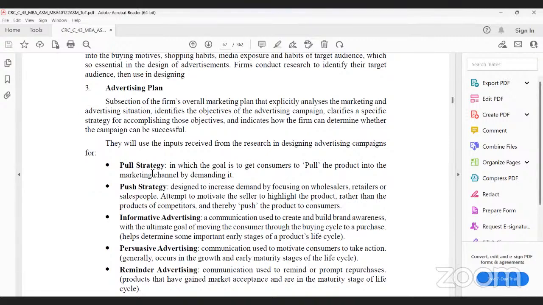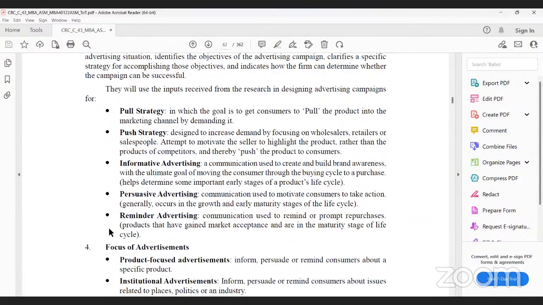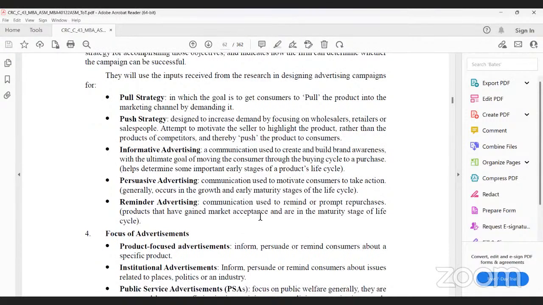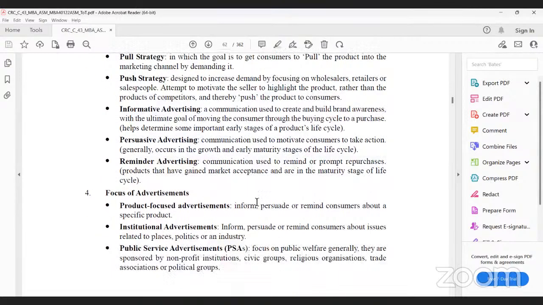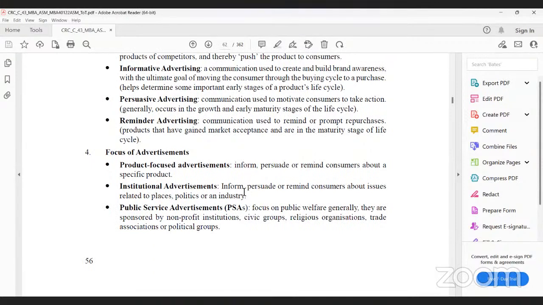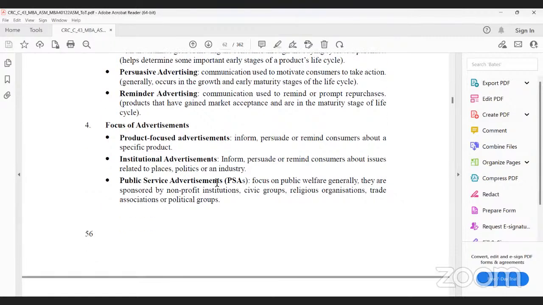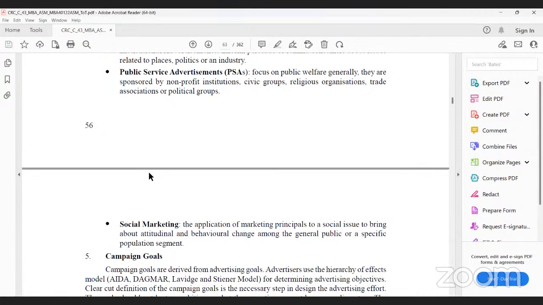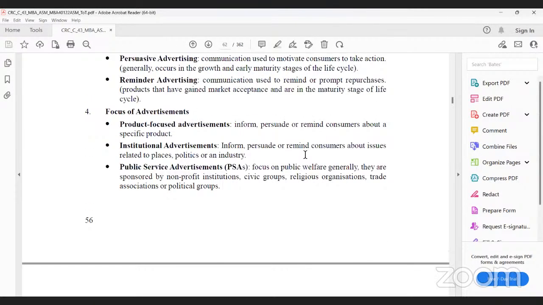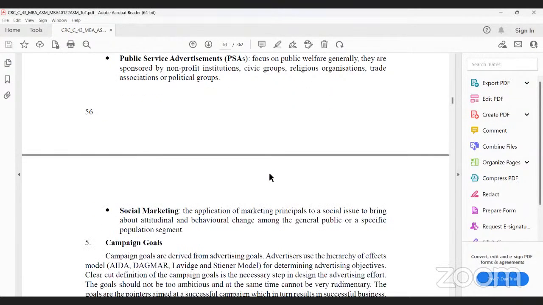So persuasive advertising: the communication used to motivate customers to take action. Generally, we see that occur in the growth and early maturity stage of the life cycle. So reminder advertising: communication used to remind or promote repurchases. The focus can be product-focused advertisements, institutional advertisements, public service advertisements, and social marketing channels, out of which the company can choose a product-based or institutional approach, right? Public service advertisements are also there.